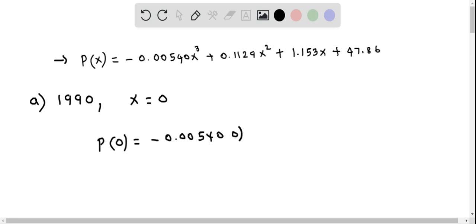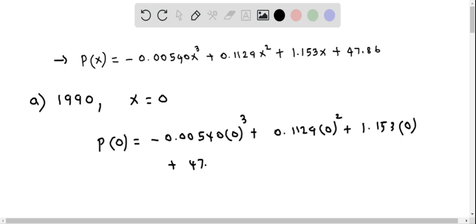0.00540 times 0 cube plus 0.1129 times 0 square plus 1.153 times 0 plus 47.86. So the first three terms are going to be 0 because 0 cube is 0 and 0 times this number is 0, and the second term also becomes 0 because 0 squared is 0, and this is also 0.